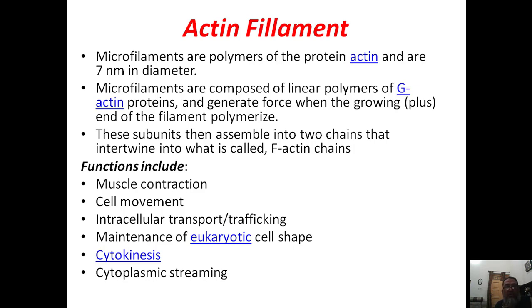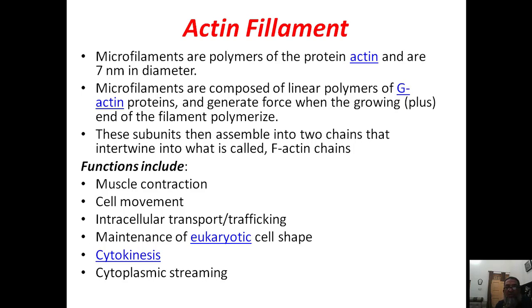Intracellular transport and trafficking is again a very important function. Intracellular transport means that with the help of endocytosis, particles are engulfed within the cell, and then all these movements within the cytoplasm take place with the help of actin filaments.